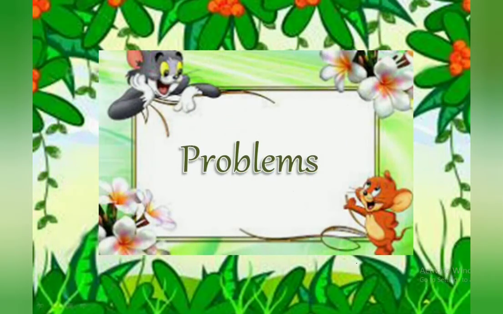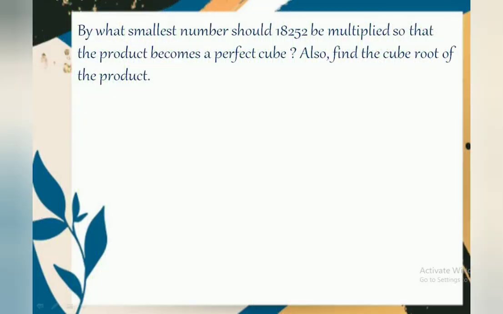Let's do some problems. By what smallest number should 18,252 be multiplied so that the product becomes a perfect cube? Also find the cube root of the product. How to find it? Yes, as we know, we have to find the prime factorization at first, right? Let's do the prime factorization.